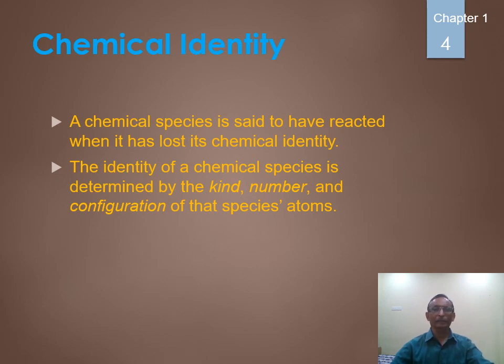The identity of a chemical species is determined by the kind, number and configuration of that species' atoms. Species, as I just told you, is the particular item that is going to enter inside the reactor. How many moles are entering, how many quantities are going to enter, depending upon that you have to decide.